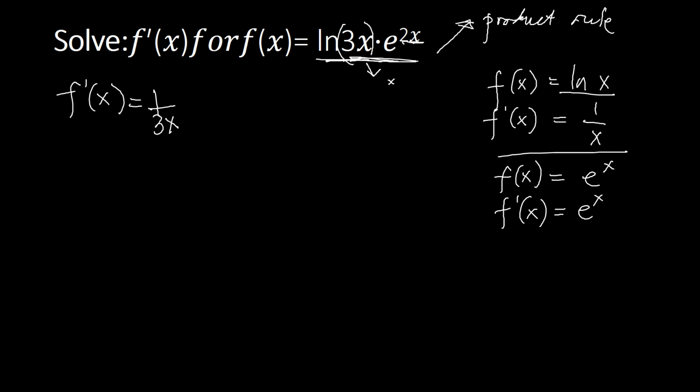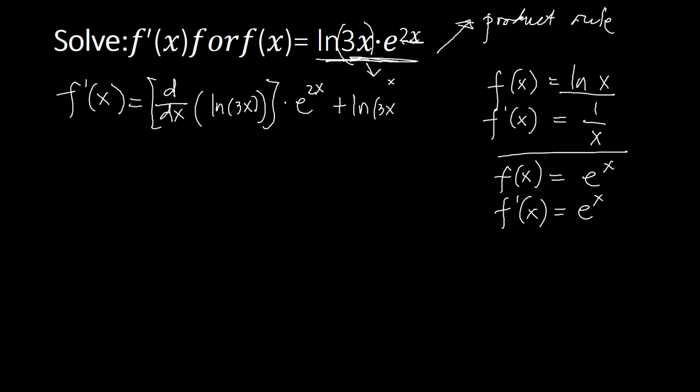By writing whatever we've got as a d over dx. So the first factor, if I'm going to get the derivative of that one, I'll be getting the d over dx of the first factor, which is ln of 3x. And then we are going to multiply that with e to the power of 2x without the derivative, and then plus, since we took the derivative of the first factor, we copy that one, and then get the derivative of the second factor, which is e to the power of 2x.